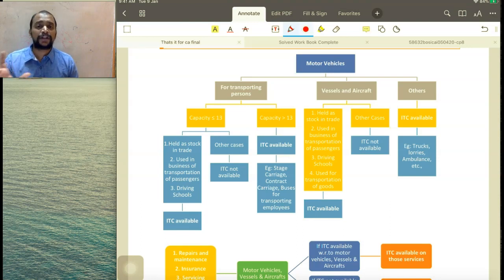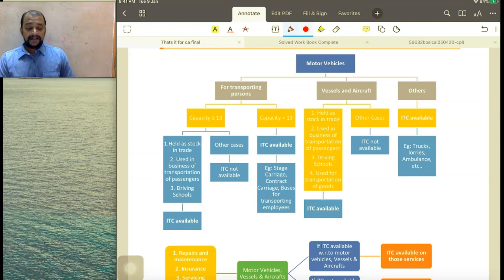Here one important point you need to remember. Renting of motor vehicles will not come under used in the business of transportation of passengers. You should be really into the business of transportation of passengers. If you are doing any renting of motor vehicles, that will not come under used in the business of transportation of passengers. Then third, you should be imparting driving skills. Yeah, driving schools. If these three people purchase a motor vehicle, even though its capacity does not exceed 13, can they take ITC? Yes, they can take ITC.